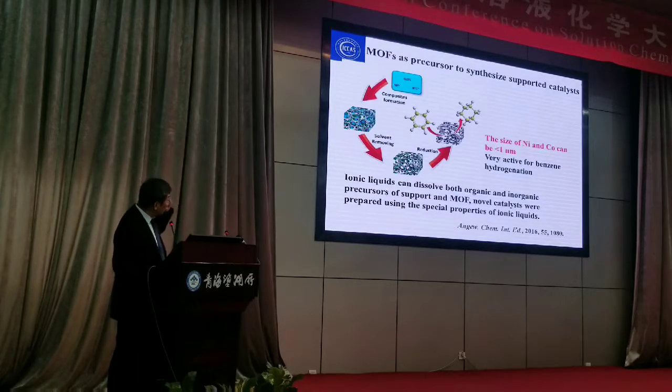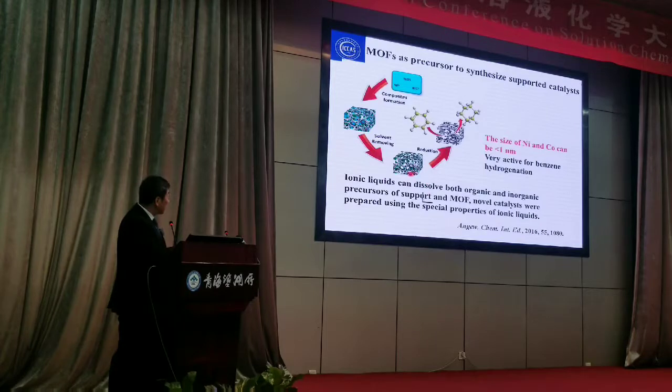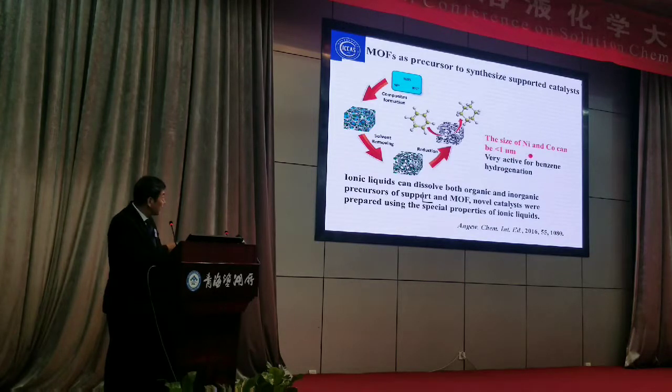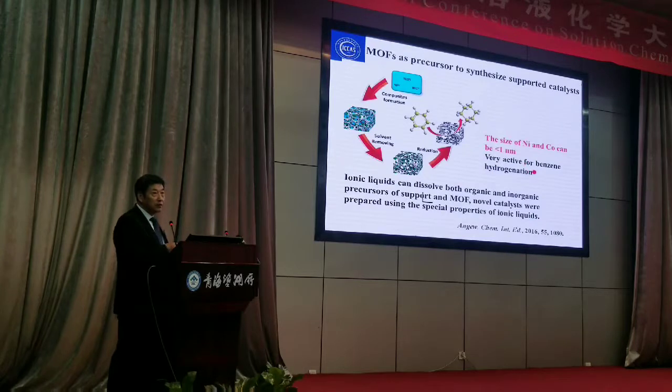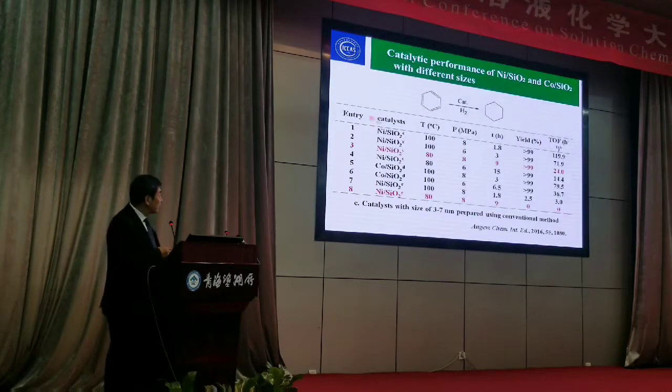Here is another example using the properties of ionic liquid. We dissolve precursors of the support, that is metal organic phosphorus precursors, and the metal catalyst active components together. After the pyrolysis here, we can form the support, and after reduction of the metal particle, we can get this, and you see the particle size here can be less than 1 nanometer. Using conventional method, people cannot do this for size, because usually the particle size is larger than 2 or 3 nanometers.